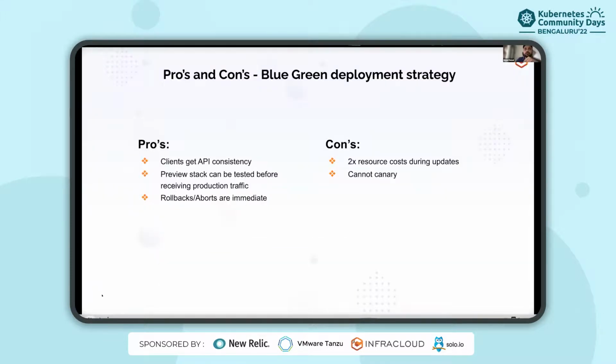Okay, so just before moving on, these are some of the pros and cons that I see in terms of blue-green deployment. You get client API consistency. That's a plus point. Your preview stack can be tested even before your live traffic goes to it, and rollbacks are immediate because your pods are already running in standby mode. So in case of issues, you can just switch the traffic and roll back, and you would again be running your older version. But it comes with the cost of running 2x of your resources, and you cannot do fine-grained Canary kind of deployments with it.